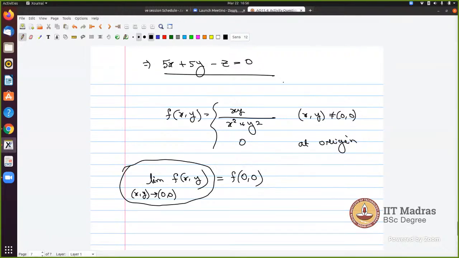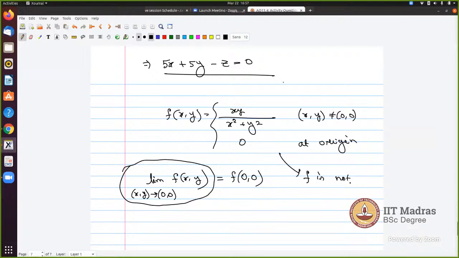So that limit cannot exist, right? Because for existence of a limit, it should be unique. But that is not the case here. So anyway, this limit does not exist for this function. So f is not continuous at the origin.